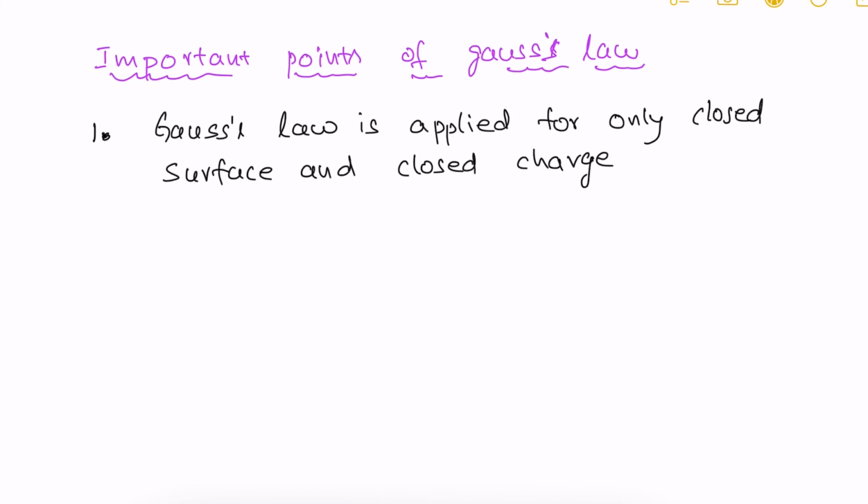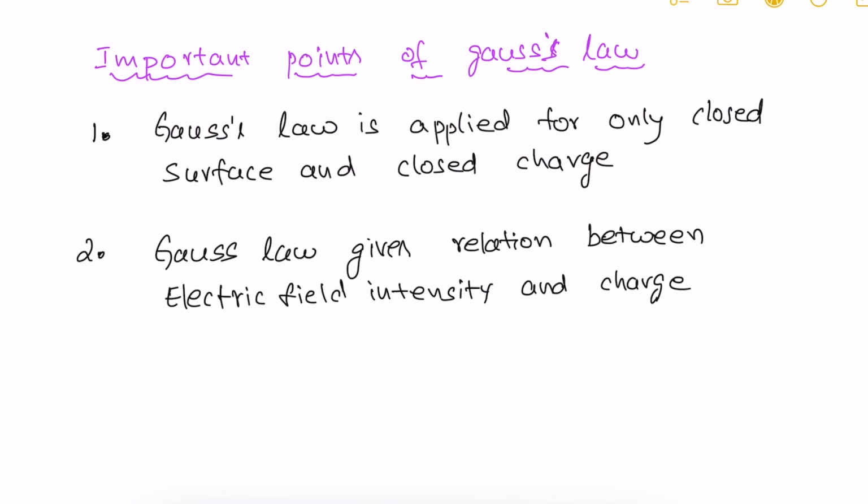Next, second point, Gauss law gives a relation between electric field intensity and charge. You know what the Gauss formula is? Phi is equal to q by epsilon naught. So what is the phi? That is EA cos theta. Okay, so for regular electric field lines we take this formula, that is EA cos theta, meaning E dot A. Suppose we take the vectors E and A, then E dot A, E dot A means EA cos theta.